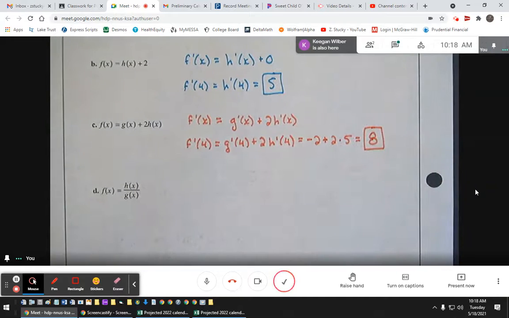What do you think? Just writing that out is the part that loses you? Yeah, I can just see it easier. I like it. All right.